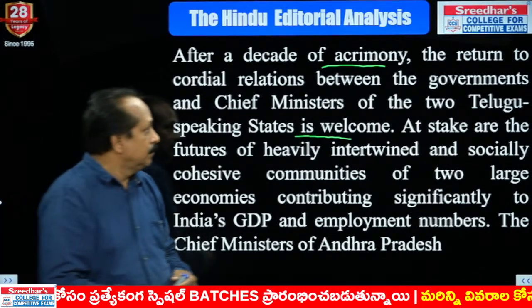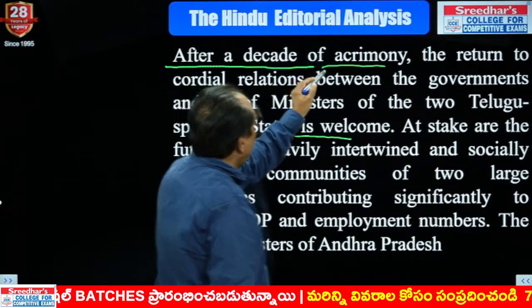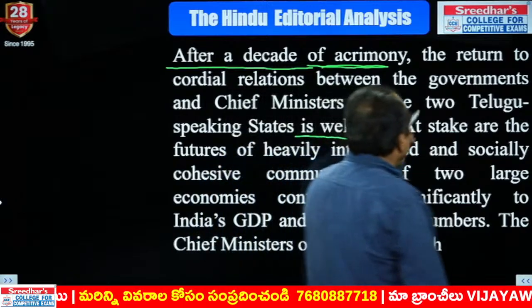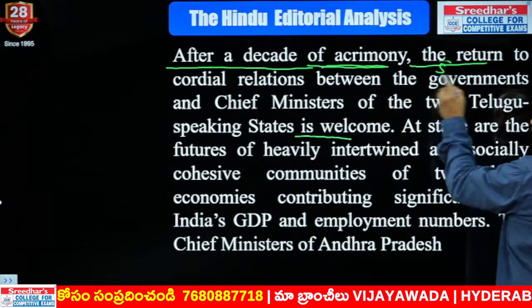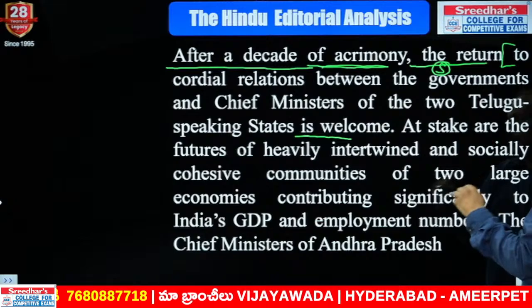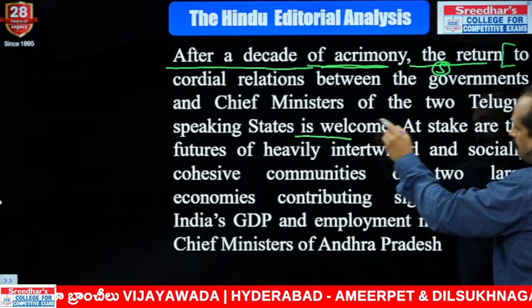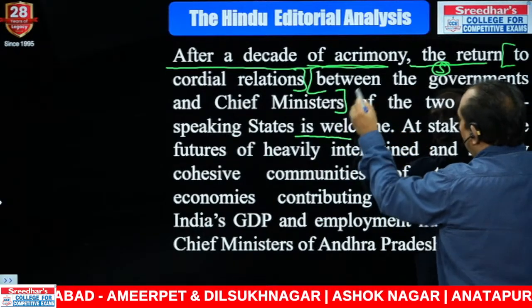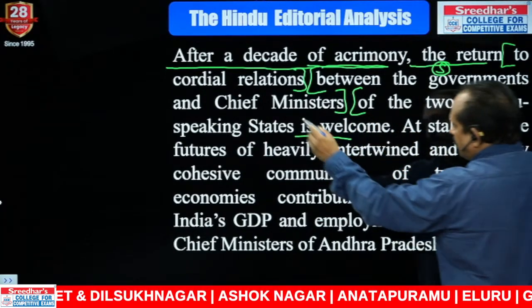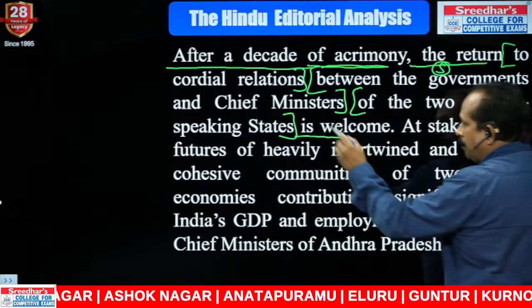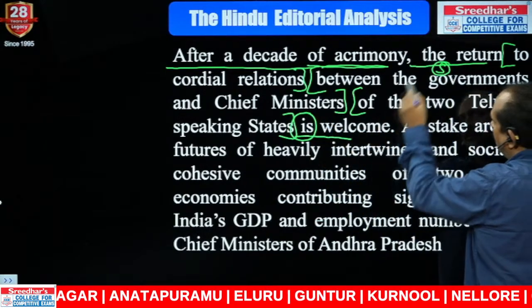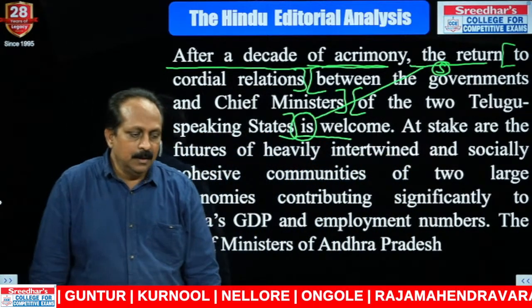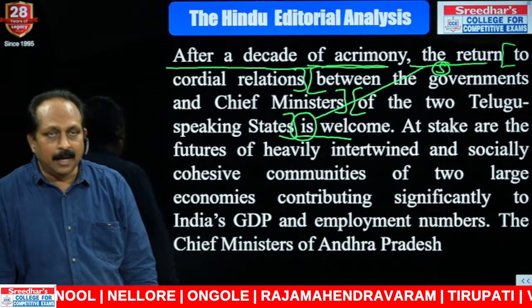What is the reason? Here, after a decade of acrimony, this is a phrase. After the phrase, we have the subject, the return. This is a subject. But after that, we have a few phrases: to cordial relations between the governments and chief ministers of the two Telugu speaking states. After that, you have the verb. See, where is the subject? Where is the verb? In the exam, under pressure, it is not easy to handle a sentence like this.